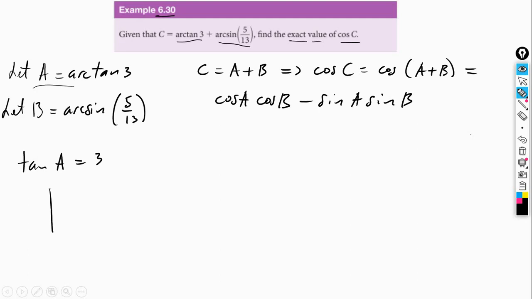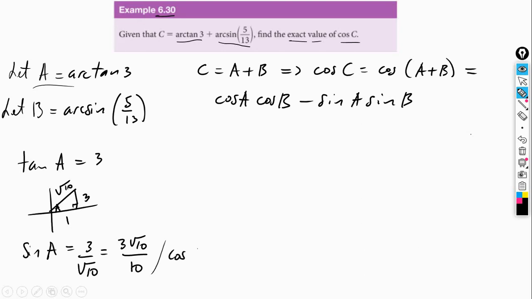Because we can use the Cartesian plane, and notice that if this angle here is A, tangent is opposite over adjacent. So this has to be 3 and this has to be 1. Therefore, this has to be square root of 10. So that means that sine of A is going to be equal to 3 over square root of 10, which is the same as 3 times the square root of 10 over 10.